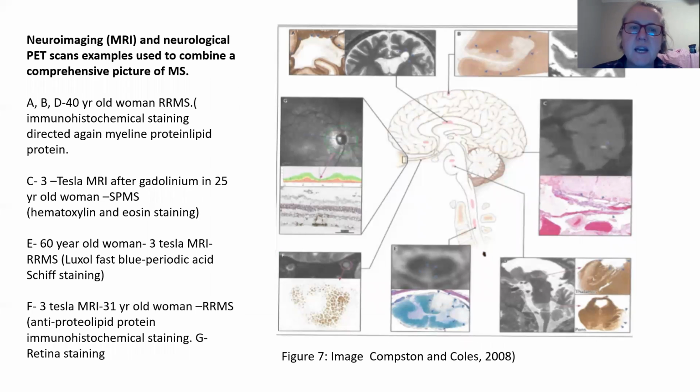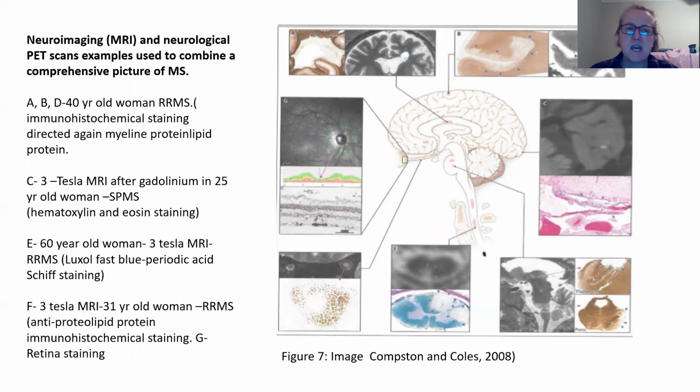Here we have a combination of MRI and neurological PET scans. This is a brain, but it's not one person's brain. It is 5 images relating to 5 different people. And it shows you the combination of PET scans, for example, the left component is a PET scan and the right is an MRI scan. So used together, they can assist the diagnosis.